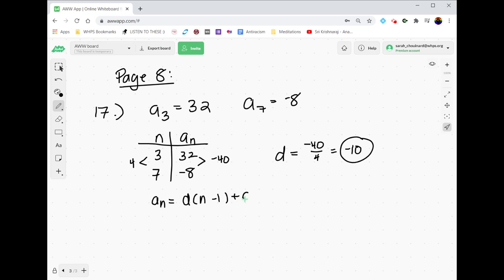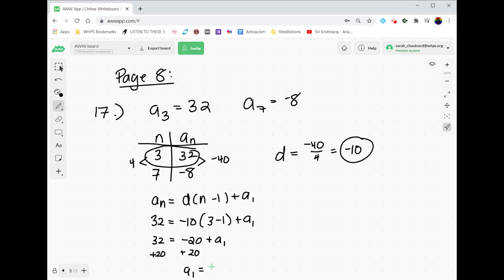Then to find a sub 1, I'm going to take the explicit rule. I always use the explicit rule to find a sub 1. I'm going to plug in this first value from the table. So a sub n was 32, d I just calculated was negative 10, and n was 3. So 32 is equal to negative 10 times 2, which is negative 20, and then if I solve for a sub 1, I get that a sub 1 is 52. That's all the directions asked for that question. They just wanted to know what d was and what a sub 1 was, not to write any specific rule. So I'm done.